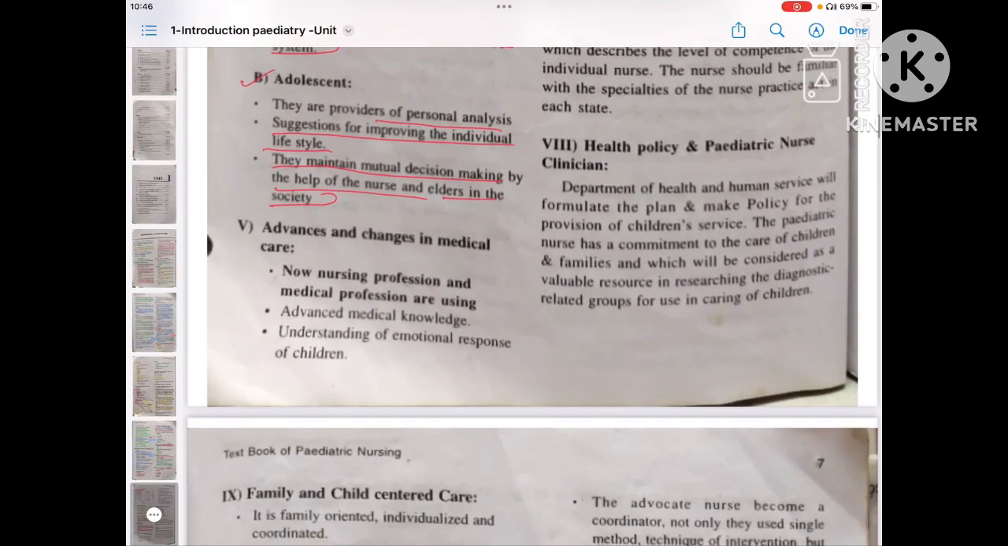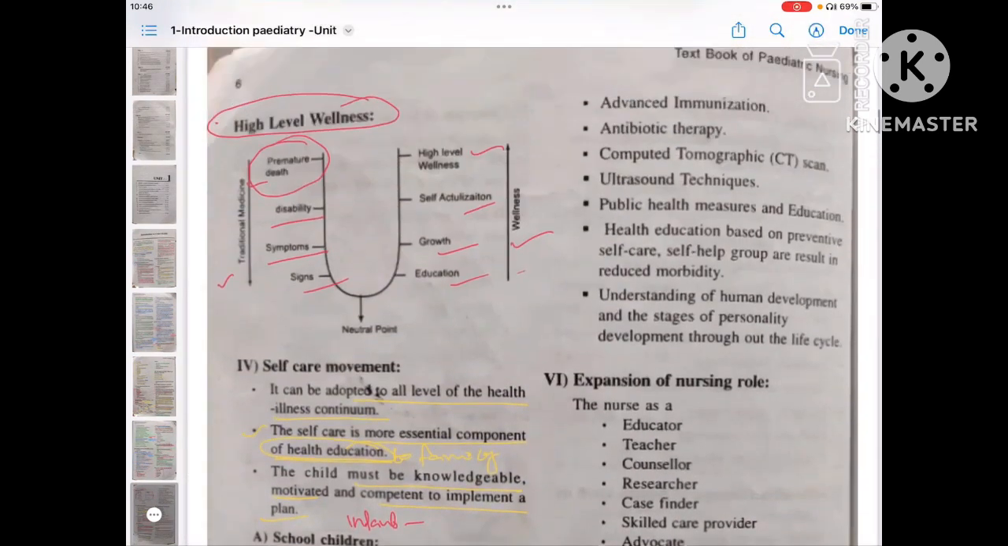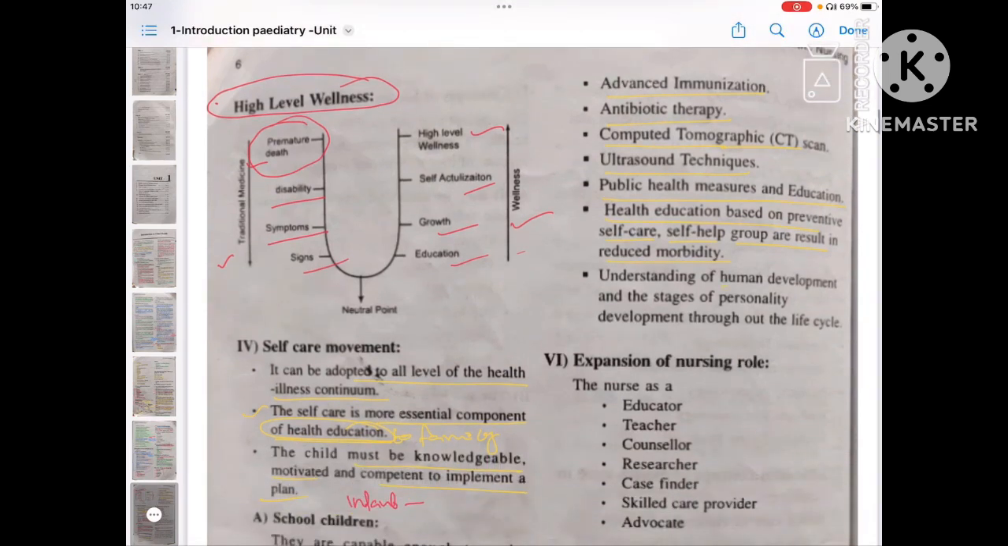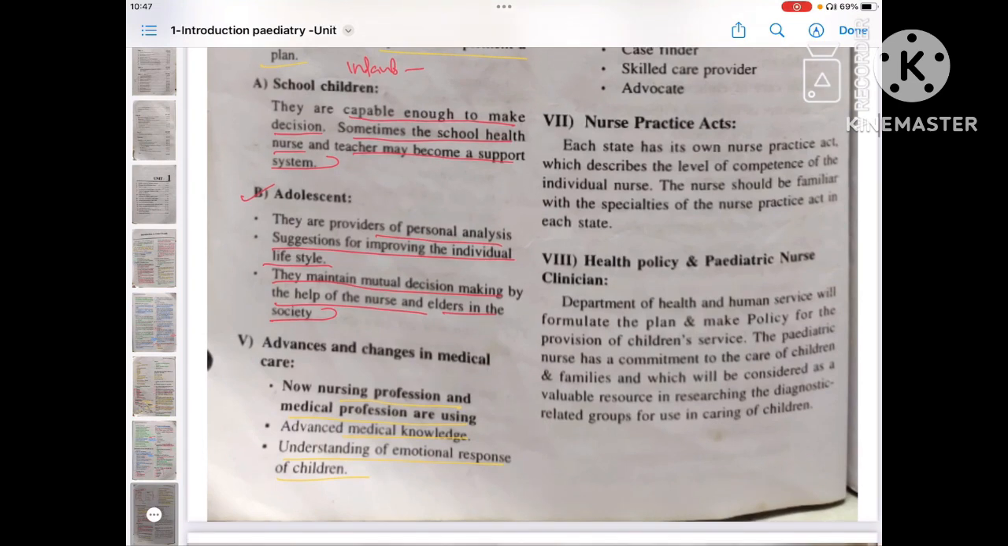And next one is the advances and changes in medical care. Advanced changes in medical care means now nursing and medical professions are using advanced medical knowledge, understanding of emotional response of the children, advanced immunization, antibiotic therapy, computed tomography scan, ultrasound techniques, public health measures and education, health education based upon preventive self-care, self-help groups, resulting in reduced morbidity, understanding of human development, and stages of personality development throughout the life cycle. These are the advanced changes in medical care.